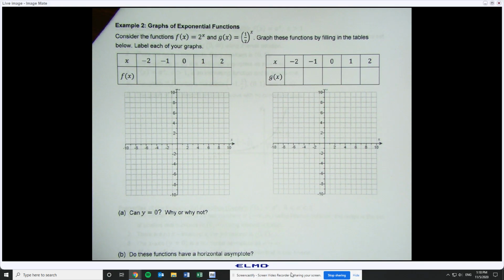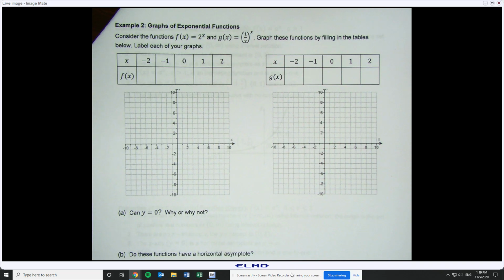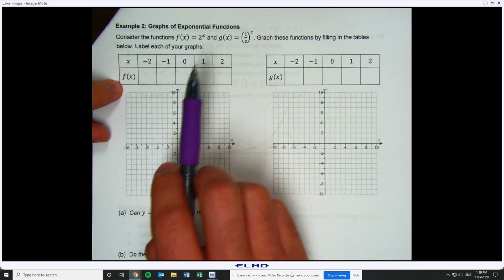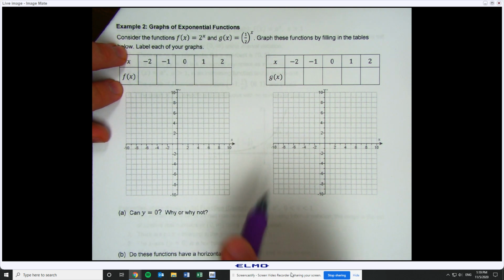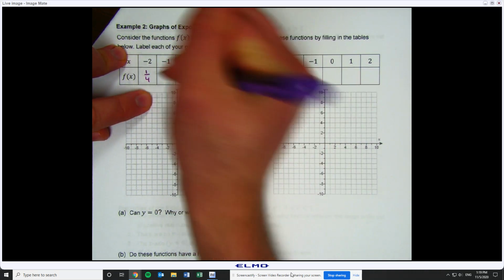So in example 2, I tell you f of x is equal to 2 to the x power, and g of x is equal to 1/2 to the x power. Now, based on the previous page, we know that this one is a growth and this one is a decay. But let's plot some points and see what that looks like in terms of a graph. All right, so starting with f of x right here, if I were to put -2 in for x, that would be 2 to the -2. That winds up giving me 1/4.